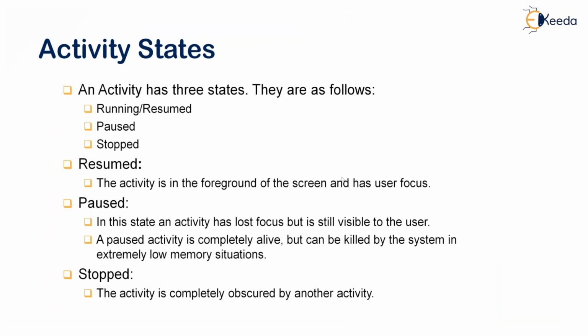Now let us see the different states of an activity. An activity has multiple states. Here we are considering three; some people say four, but usually at the high level we have running or resumed state, paused state, and stopped state. As said earlier, the names give the definition. In the running or resumed state, the activity is in the foreground of the screen and the user has focus, meaning the user is able to interact with the activity.